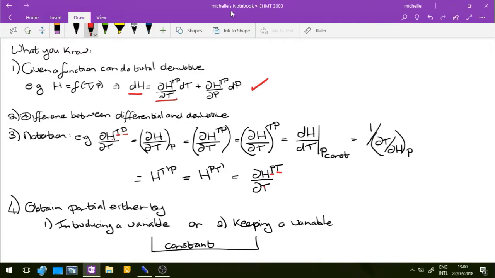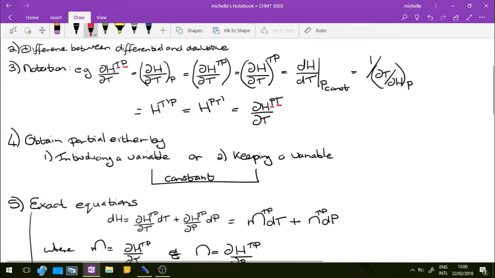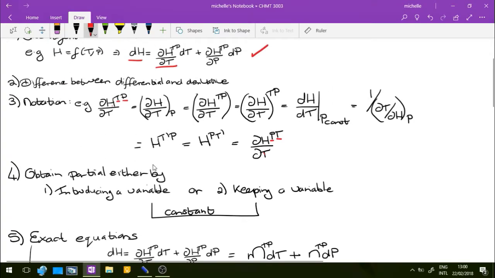You also know how to obtain a partial either by introducing a variable or keeping a variable in that system constant. So for example, when you have dh by dt, you can have dh by dt, say p is constant, is also equal to dh by dt, where p is constant.